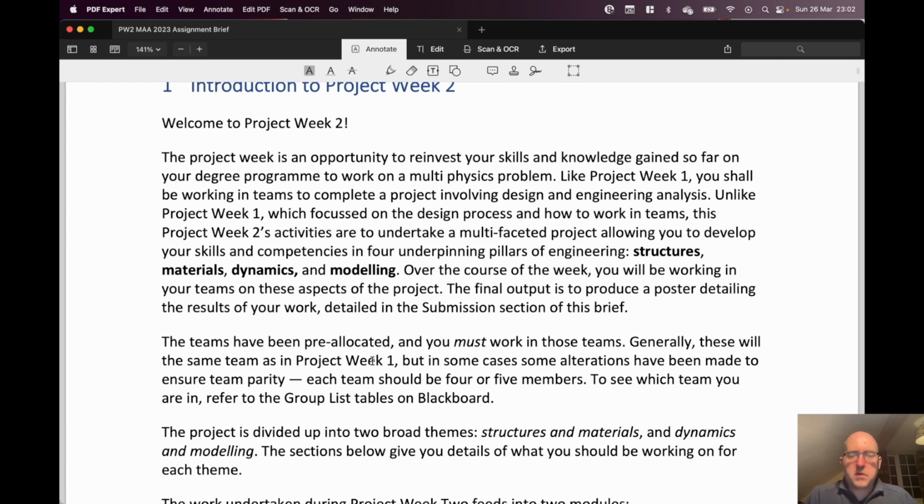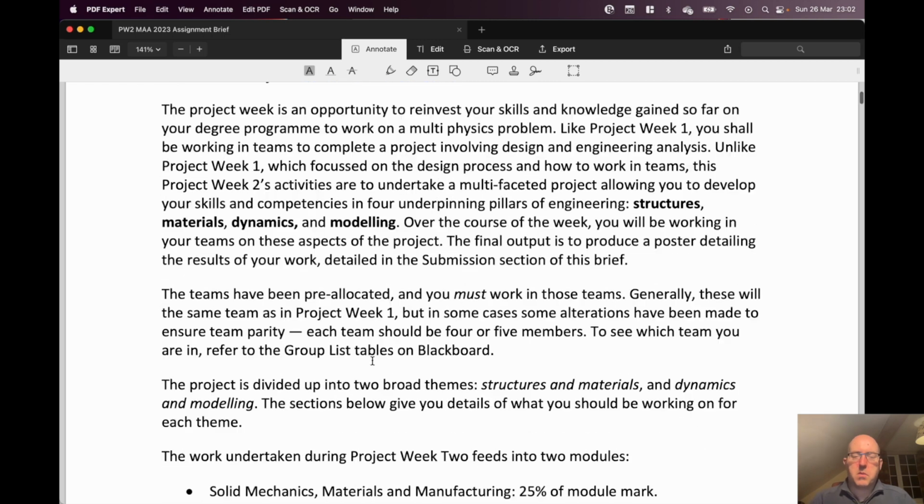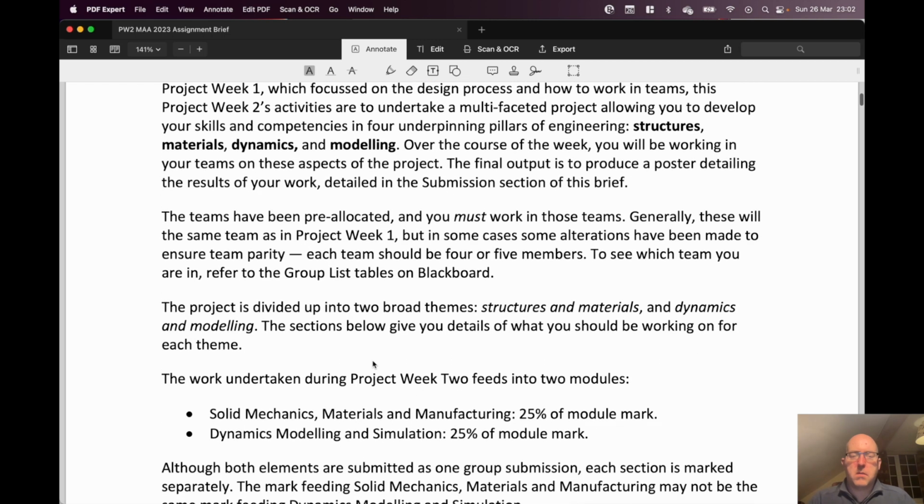Unlike Project Week 1, which is focused around design processes, this week is much more around engineering analysis in the areas of structures, materials, dynamics, and modelling. And over the course of the week, you'll be working in your teams on these aspects of a project activity that's defined here. The teams are pre-allocated, and you must work in these teams.